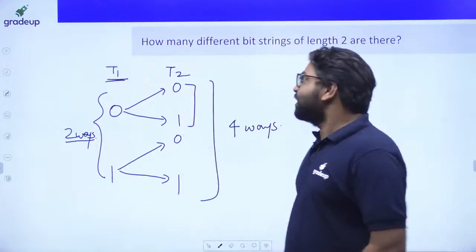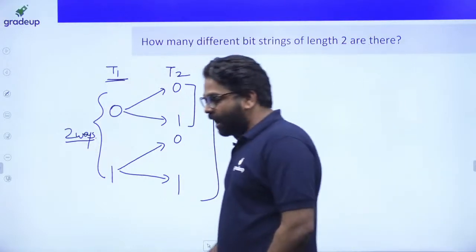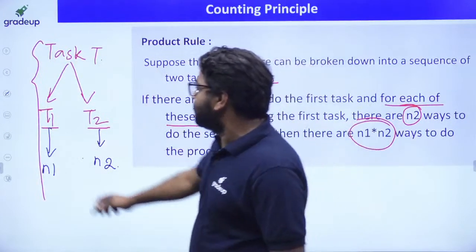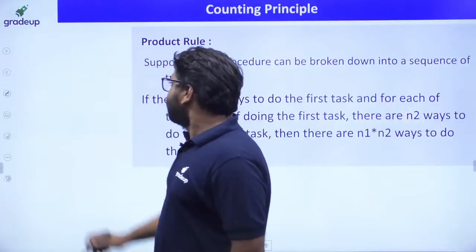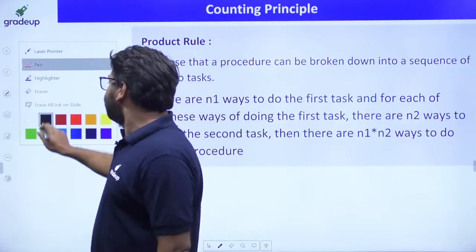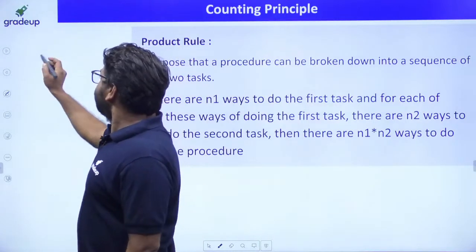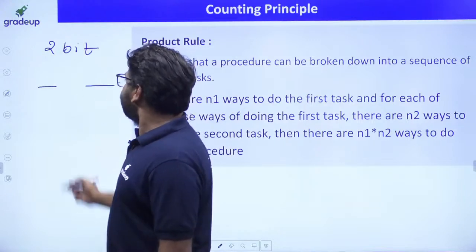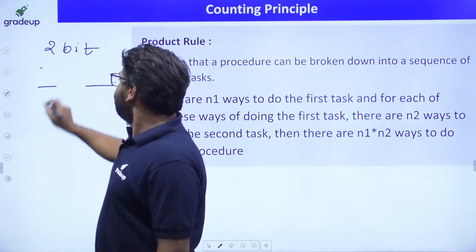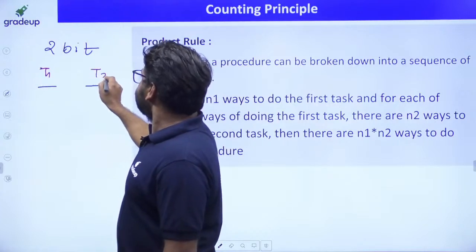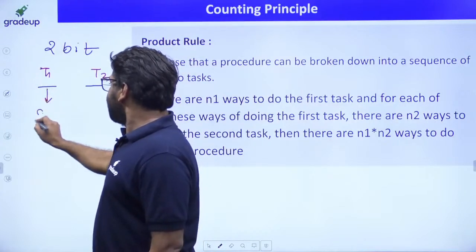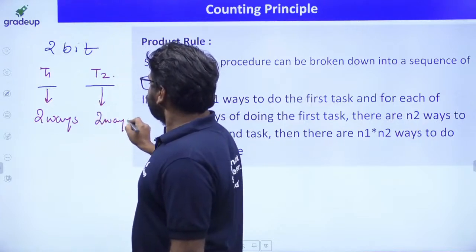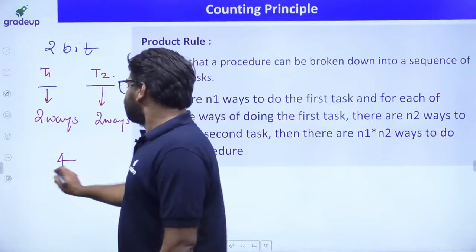Okay, so in this way you can calculate the counting principle, or if you want to relate it with this particular definition, you can also do that. And what is that definition? Let's understand how many codes you can generate if I give you 2 bits. This is 1 bit, this is another bit. Let's consider this is task T1 and this is task T2. This one is happening in 2 ways, and this one is also happening in 2 ways. So the total ways that you will be getting is basically 4. So this is your answer.